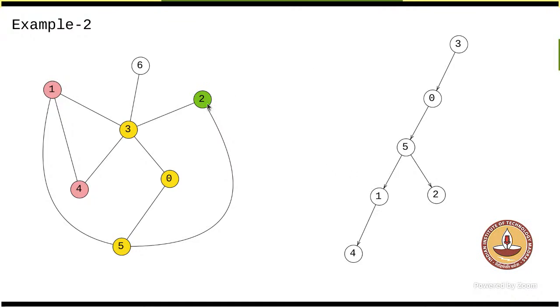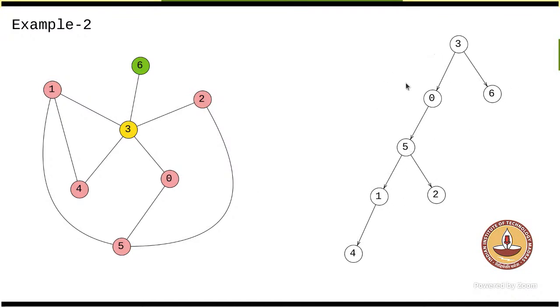Why can't it go back to 3? So 3 is seen already. 5 is the parent of the 2. So it has to go back to the node which called it, and since 5 is the one which called it, you go back to 5. Then 0, then 3. And then 6. So that's the DFS tree of this particular graph.